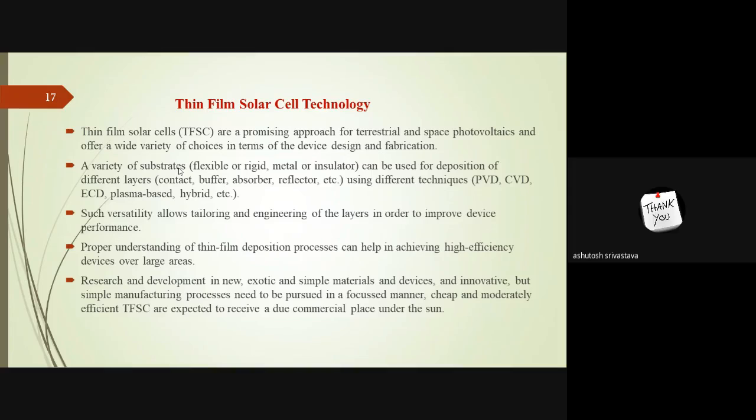So this gives us a variety of substrates that can be used for deposition, and deposition techniques like physical vapor deposition, chemical vapor deposition, plasma based technology, and hybrid and all. It is very well written that research and development in new exotic and simple materials and devices, and innovative but simple manufacturing processes, need to be pursued in a focused manner so that we can get TFSCs that can have a very good commercial place under the sun.